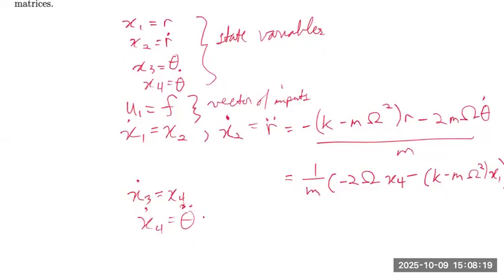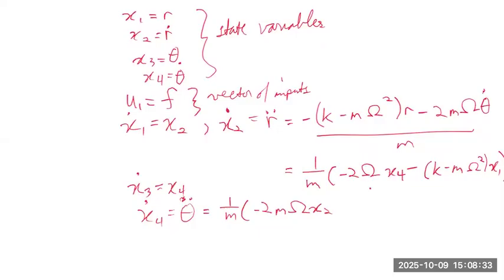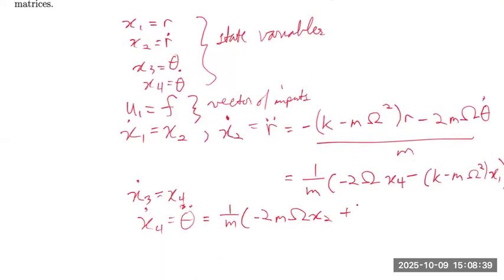So it's equal to 1 over m times negative 2m omega x2, because r dot is x2, plus ft, which is actually plus u1. So we have gotten everything in terms of x1, x2, x3, x4, and u1.